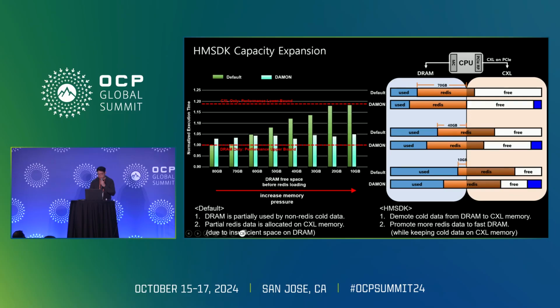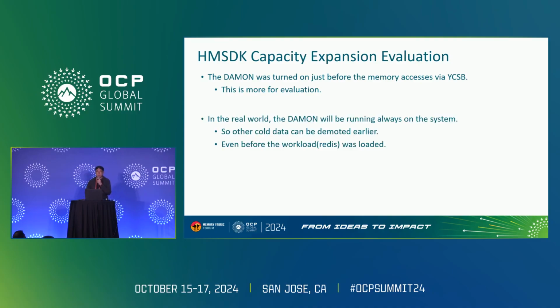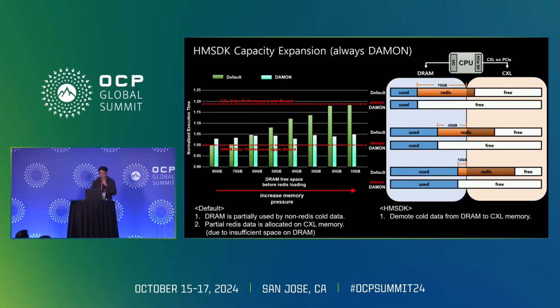in this case. This result is fine, but it was measured by turning on DAMON just before the workload is accessed, which can be done for evaluation. But in the real world, DAMON can be running always on the system. So that means other cold data can be demoted earlier, even before running the target workload. And that means, okay, I can show you the result.